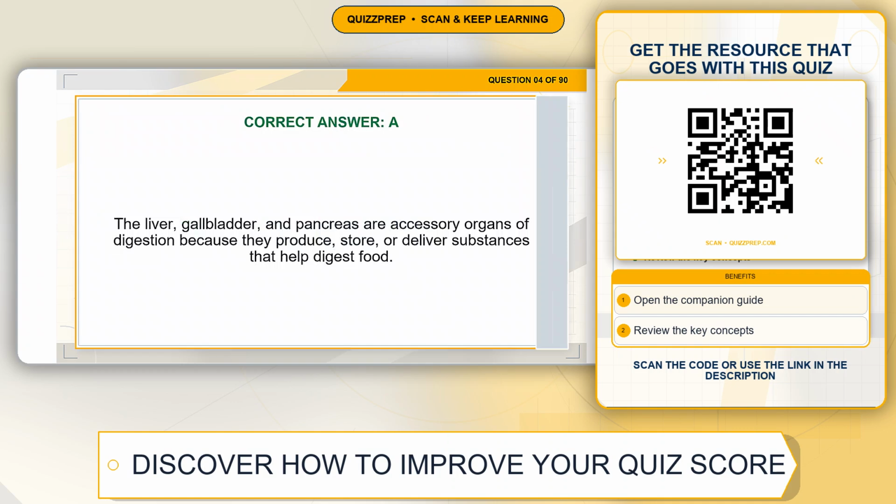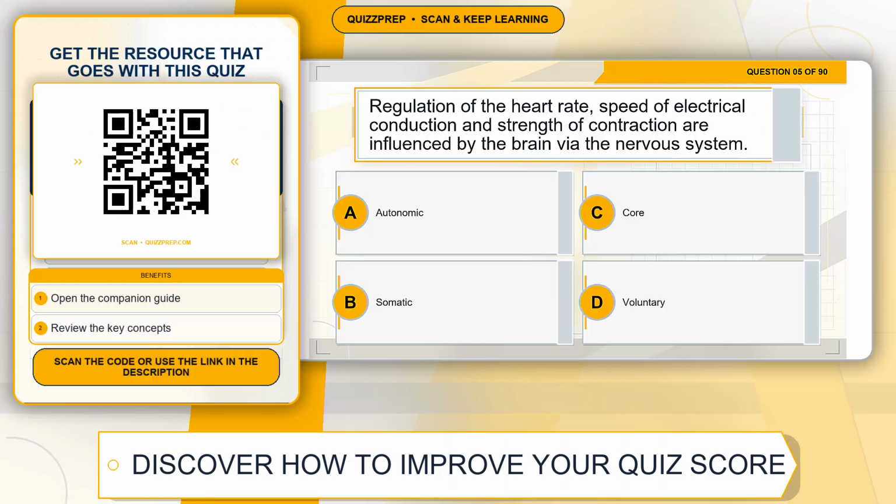Explanation. The liver, gallbladder, and pancreas are accessory organs of digestion because they produce, store, or deliver substances that help digest food. Question 5. Regulation of the heart rate, speed of electrical conduction and strength of contraction are influenced by the brain via the nervous system.